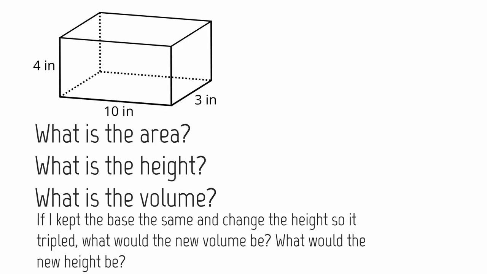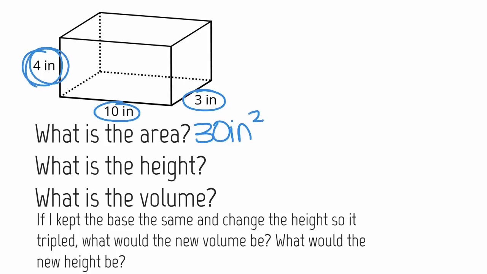Let's do another one. What is the area? So in this case, I'm going to do 10 times 3 and get 30 inches. Two numbers multiplied, so squared. The height is 4 inches. And that does not need to be squared or cubed or anything because I'm not multiplying it by anything. I'm just listing what its measurement is.